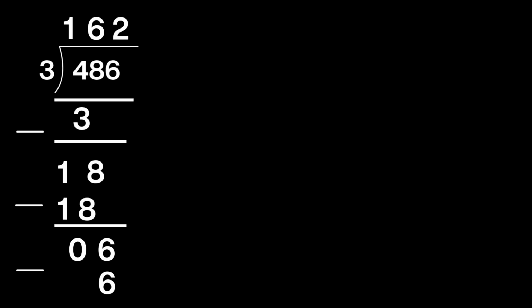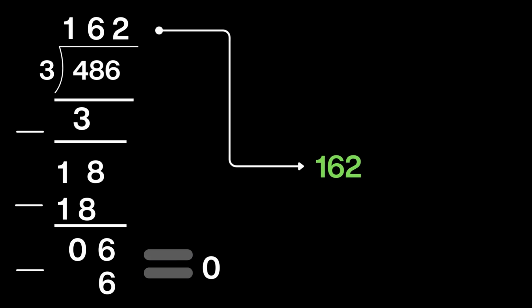Step 7, the final answer. There are no more digits to bring down, and our remainder is 0. We're done. Our final answer, the quotient, is 162.